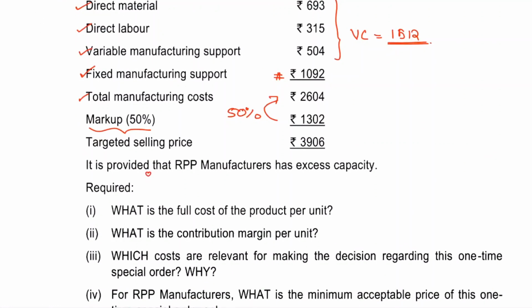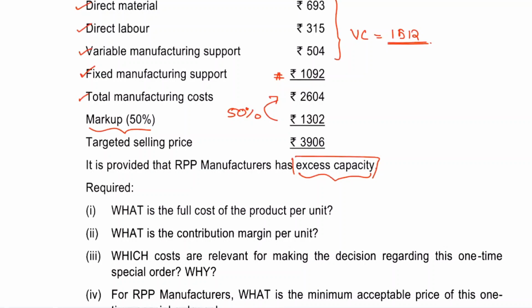Is it provided that the RPP manufacturer has an excess capacity? Excess capacity means, let us say in this classroom the capacity is 70 students and currently 50 students are sitting. So we have excess capacity of 20 students. If 20 students take admission, will my textbook cost increase? Yes, it will increase. Is there any increase in rent? No, sir. So if I have excess capacity, by producing extra units I am going to incur only variable cost, not fixed cost.